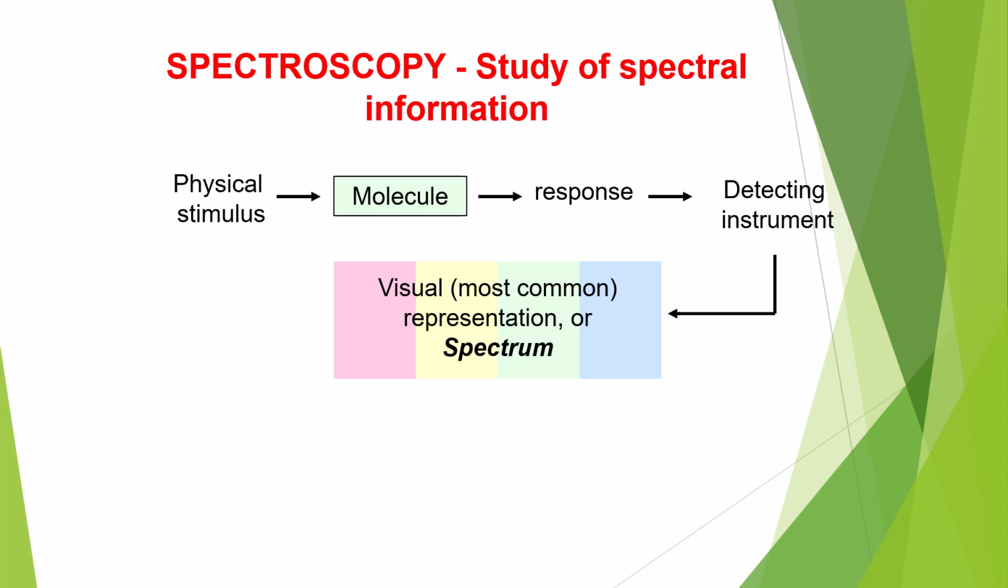So this is the instrumentation part. In all kinds of spectroscopy, we provide a physical stimulus to our sample compound or molecule. When the molecule is subjected to radiation like radio waves, IR radiation, or ultraviolet radiation, the molecule gives a response, and that response is detected by the detector, and then we get the visual representation in the form of a plot, which is commonly called a spectrum.